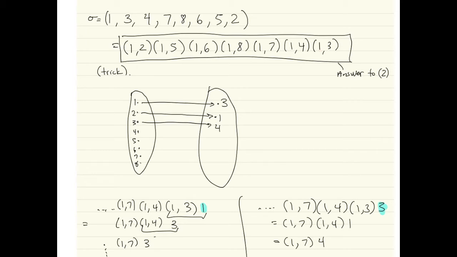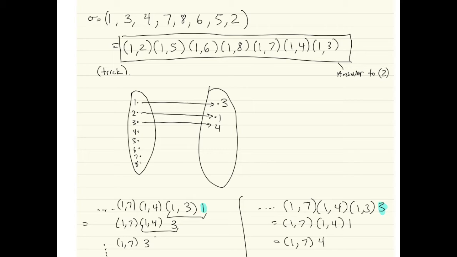Length just means the number of numbers appearing in a cycle. So this cycle here has length 8, because if you just count up how many numbers there are, there is 8. Whereas each of these cycles is length 2. Okay, so why does this trick work?